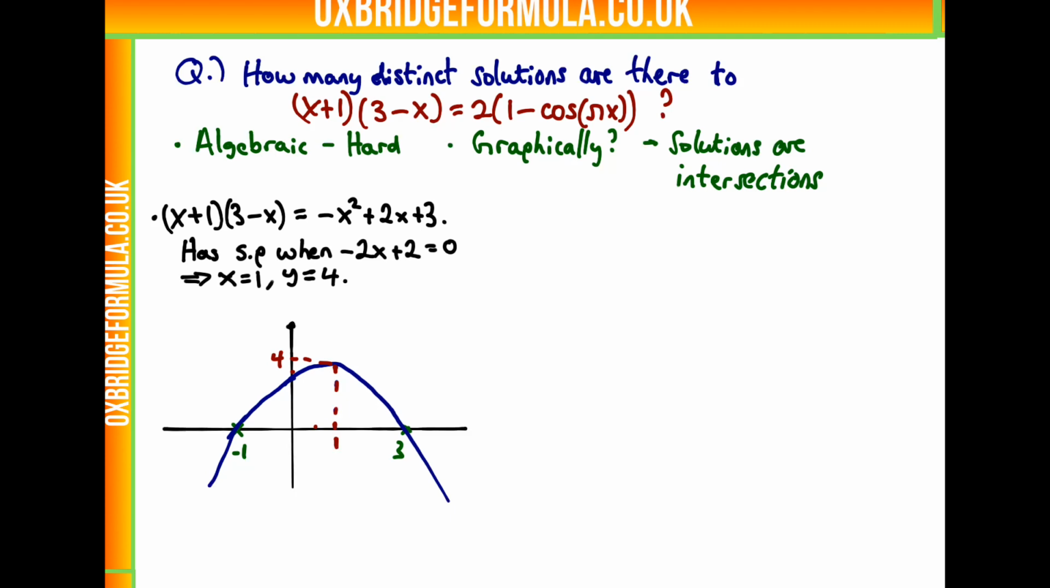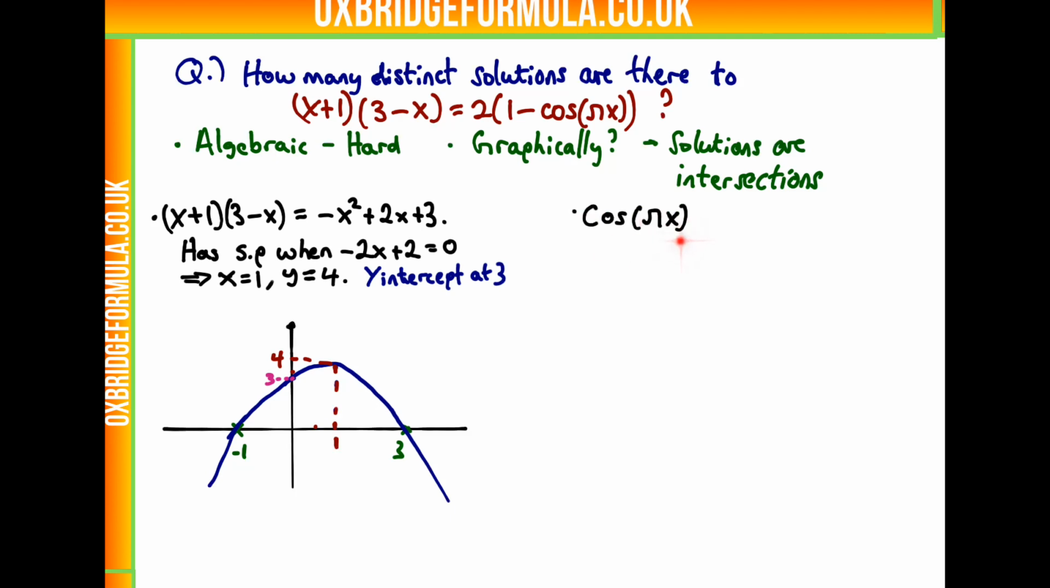What else do we know? We know the y-intercept is going to be 3. So this is going to be the sketch of our graph. What does 2 times (1 - cos πx) look like? Well, first, you can see this is going to be a transformation of cos x. And let's see if we can draw cos πx first.